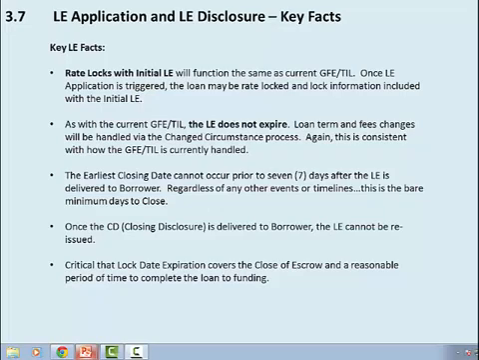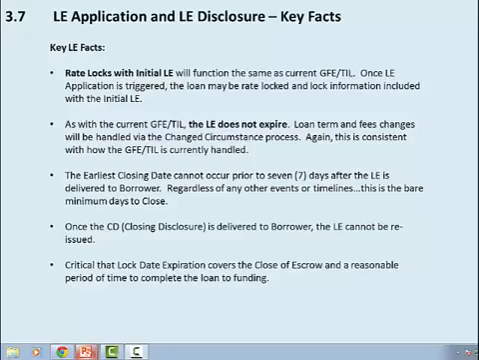Slide 3.7 continues with the LE application and LE disclosure. Rate locks, the initial LE, will function the same as current GFE and TIL. Once LE application is triggered, the loan may be rate locked and lock information included with the initial LE. As with the current GFE and TIL, the LE does not expire. Loan term and fee changes will be handled via the changed circumstance process. Again, this is consistent with how the GFE and TIL is currently handled.